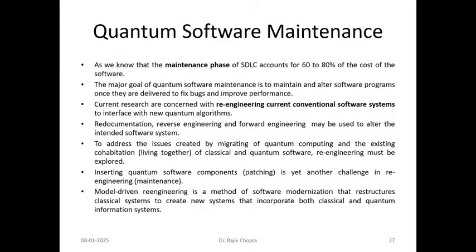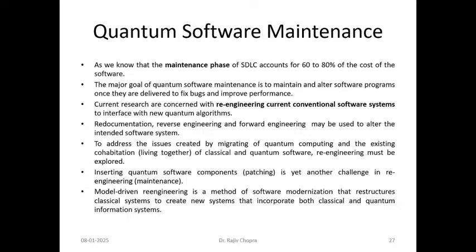So we then come to the maintenance phase. Maintenance accounts for 60 to 80% of the total cost of the software. That is very important, and even quantum software has to be maintained. You have to alter the software programs because you have to maintain them. If they are not fixed before their release, then the customer will fix it for you.